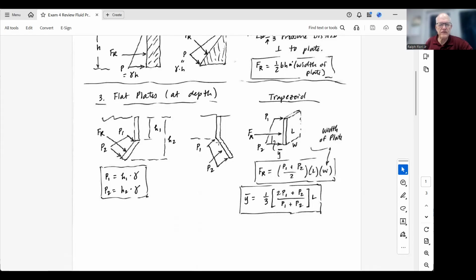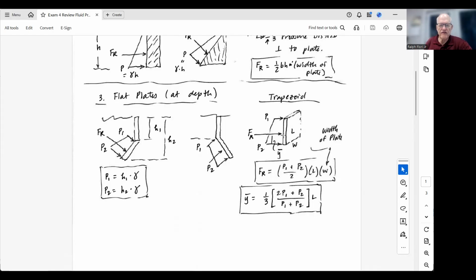The plate can be tilted back like this. You still get a trapezoid, but now the pressure is acting upward on the plate. The magnitude of FR is the average pressure, which is (P1 plus P2) over 2, times the length, times the width into the board, is FR.